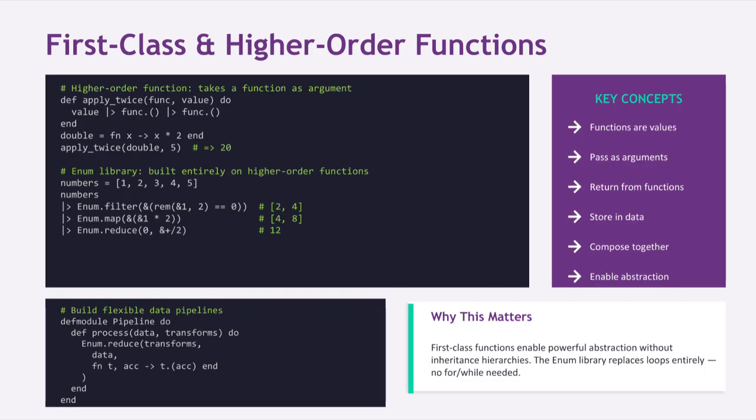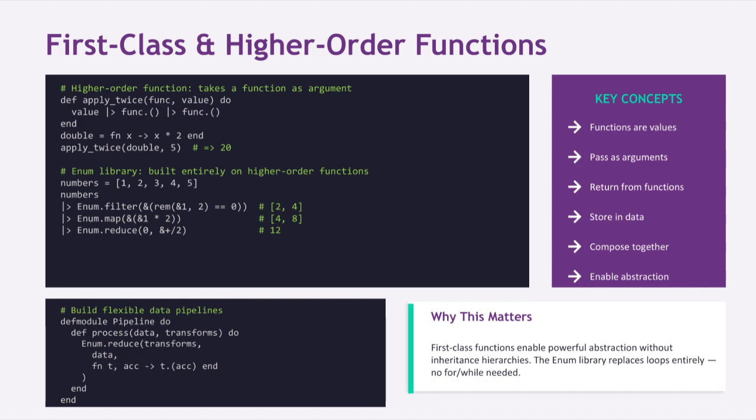In Elixir, functions are values. You can pass them as arguments, return them from other functions, store them in variables, and compose them together. The slide shows a function called applyTwice that takes a function and a value, applies the function to the value, and then applies it again. No special machinery, and it just works. The double lambda gets passed in, applied twice to 50, and we get 20.